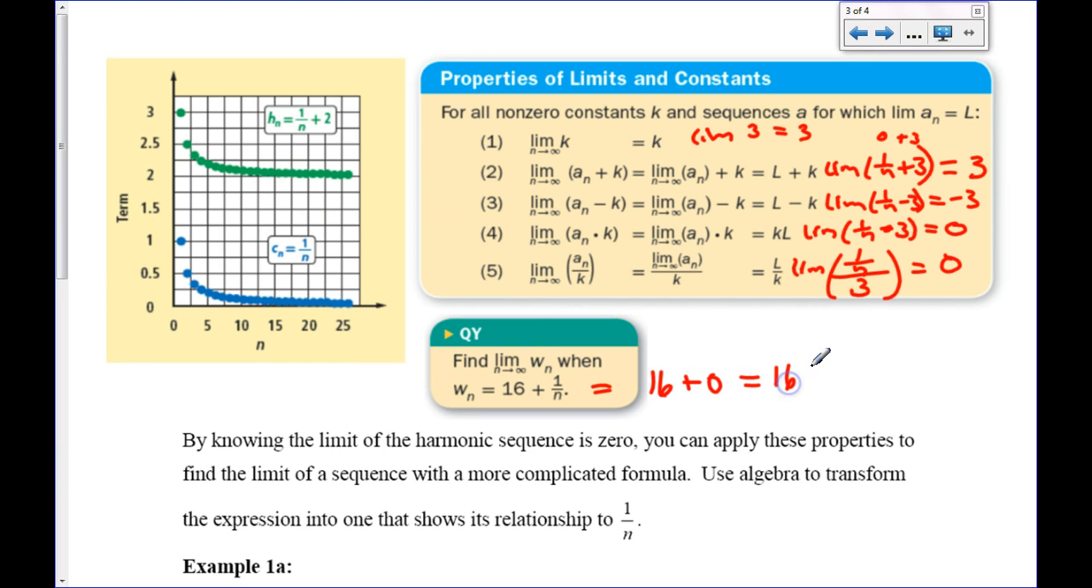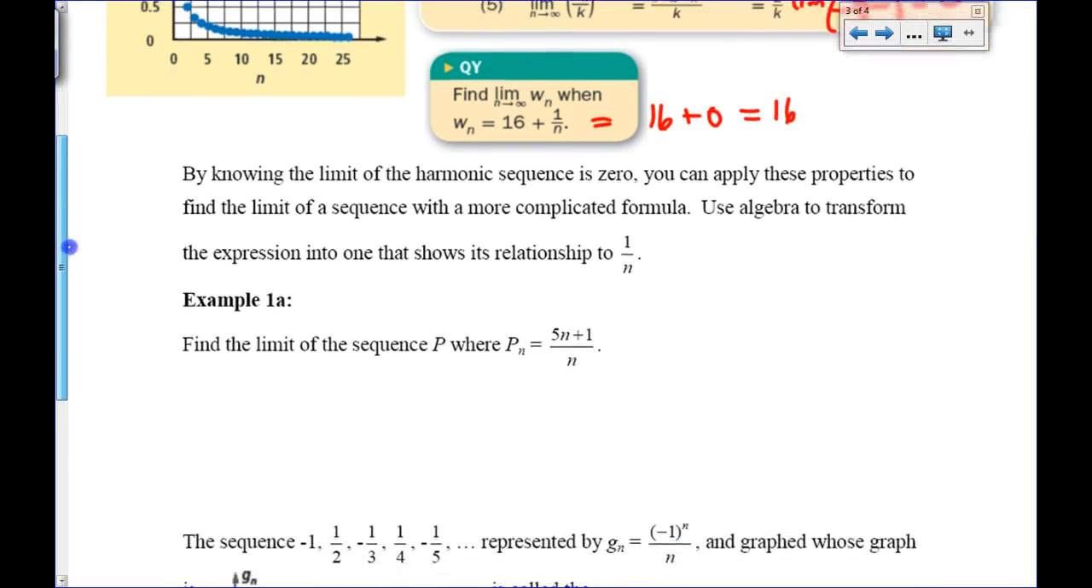Okay? Yeah. 0 divided by 3 is still 0. You just can't divide by a 0. Okay? Good question. All right, so let's go on.